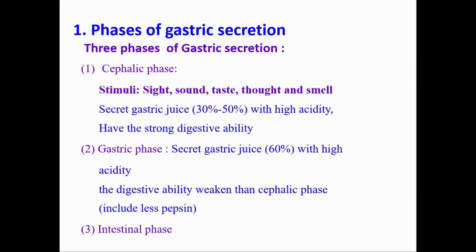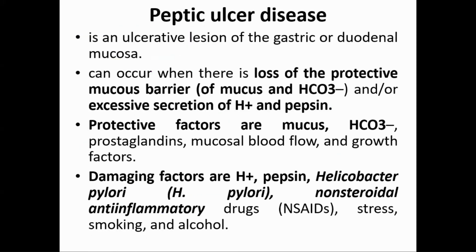I know phases of gastric secretion. Cephalic phase is due to the sight, smell, taste, and thought of the food. Gastric phase is due to the presence of food in the stomach, causing mechanical distension. There is the release of the gastric juice, mostly 60%, and then there is the intestinal phase. Now, peptic ulcer disease.